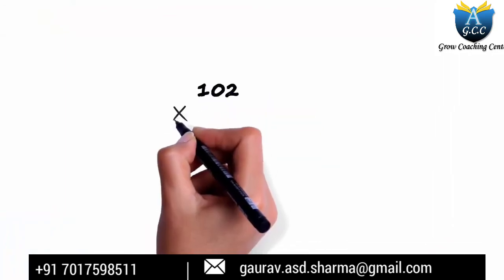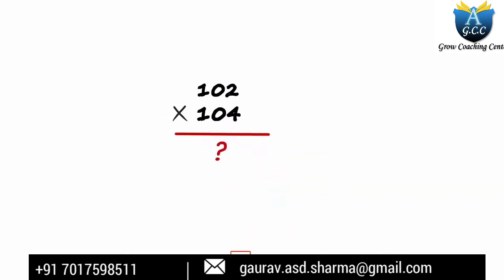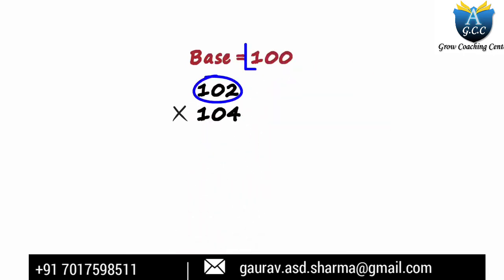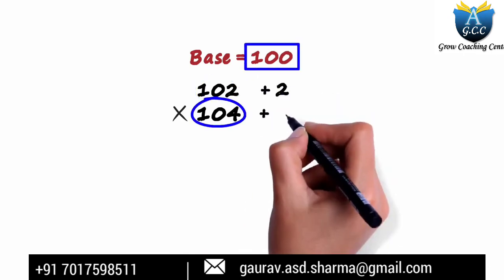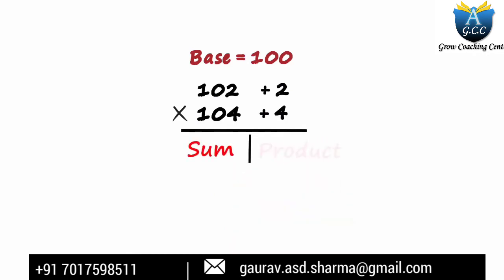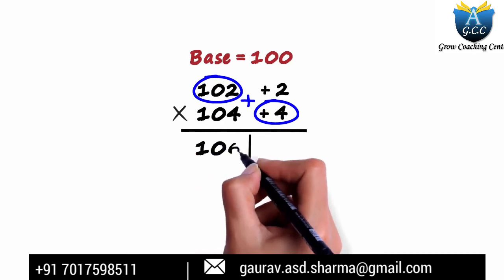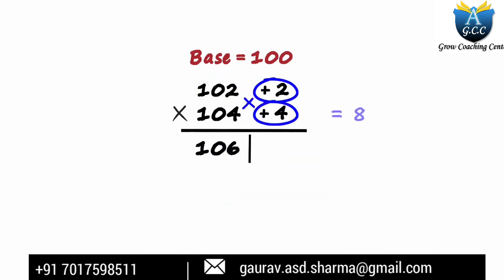With the same technique, try multiplying 102 with 104. As both numbers are close to 100, let's take 100 as the base here. The deviation of 102 from 100 is 2 and that of 104 from 100 is 4. Sum on the left and the product on the right. 102 plus 4 is 106 and 2 times 4 is 8.